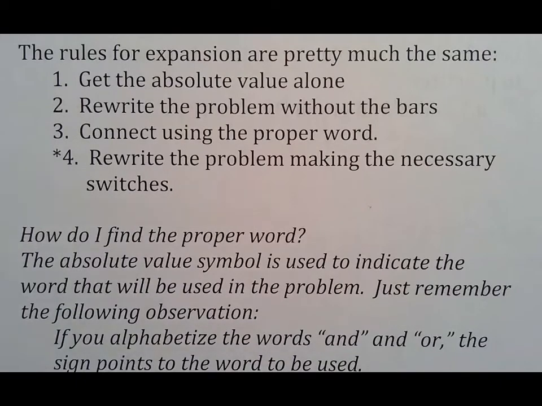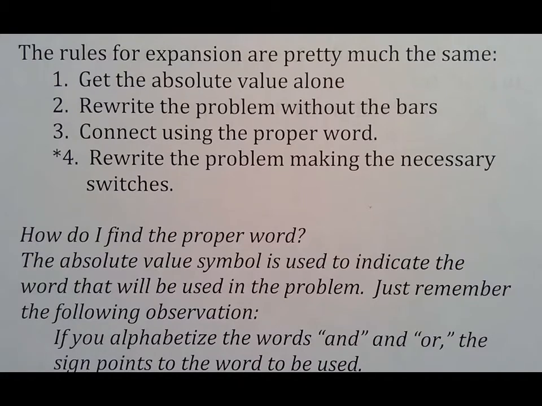Number one, get your absolute value alone. We saw that. Number two, rewrite the problem without the bars. We saw that. That was when we did absolute value equalities. The thing about it is you need to make sure that you connect using the proper word now. There are two words you're going to use, which is and or or, and you need to make sure that you consider that and study this so you know what to do.